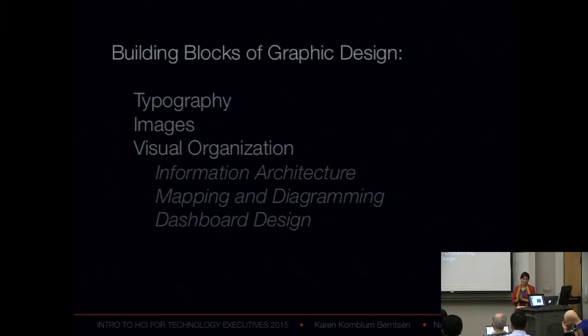So the building blocks of graphic design, like I said before, are typography, images, and visual organization. Today I'm going to show you some examples in visual organization of information architecture, mapping and diagramming, and some dashboard design. But before I go into this level of detail, there's a very broad concept that is going to permeate all of these topics, and really all the topics I'm going to talk about from this point forward. And that is the idea of form and content.